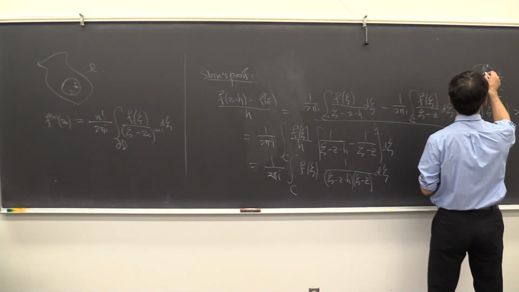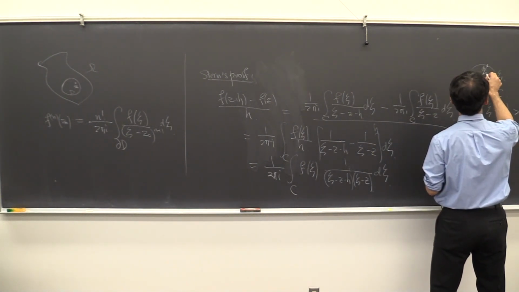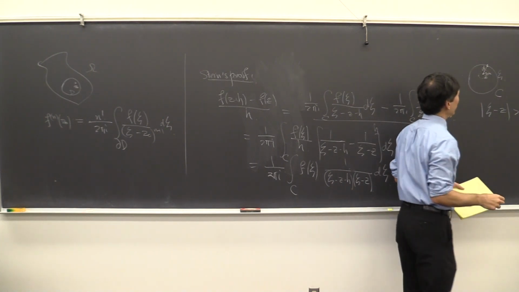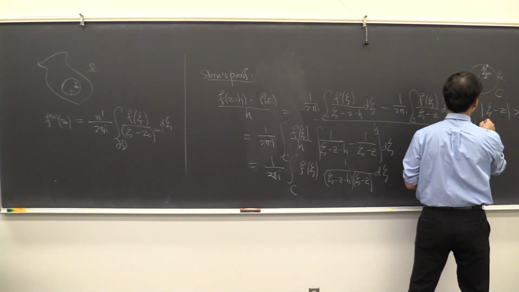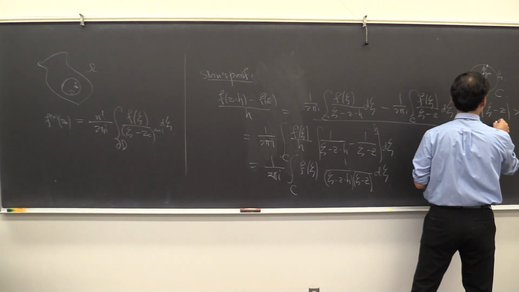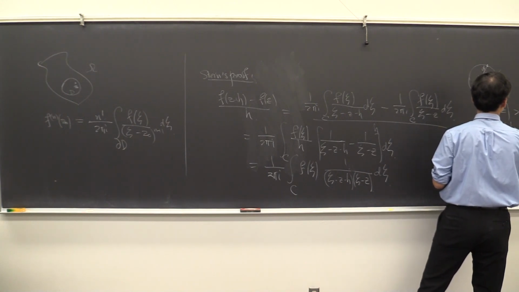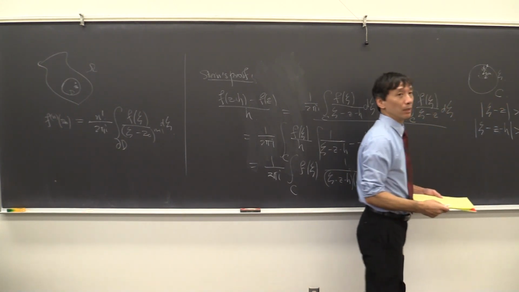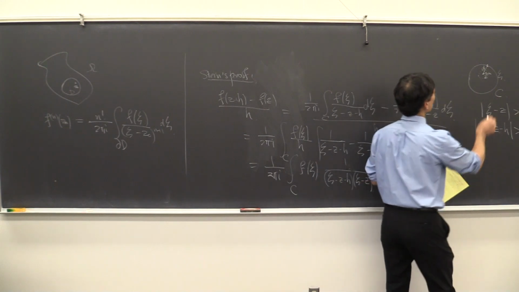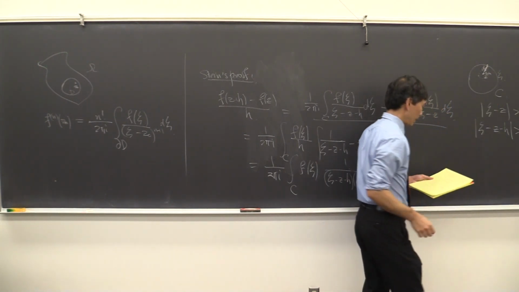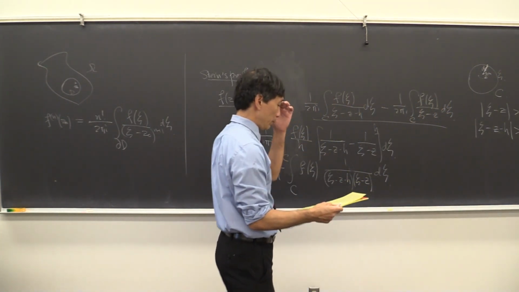Okay, so z plus h is going to live inside here. So you can assume that the distance from zeta to z plus h is bigger than, say, half of that distance, right? Okay. So what's the point here?